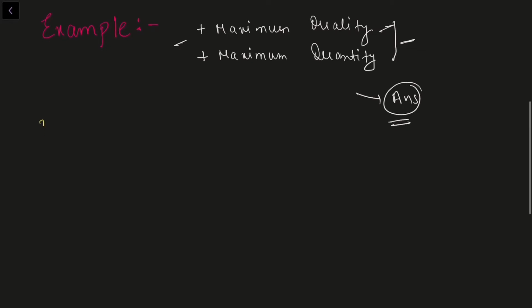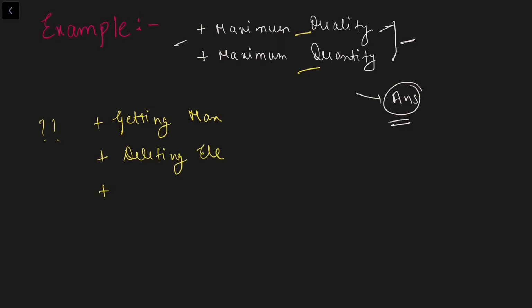Now we need something that can support getting the maximum element first according to quality, then according to quantity, deleting the maximum element which has maximum quality at that point of time, and inserting some new element, right? So all these three operations are supported by priority queues, or basically heaps.